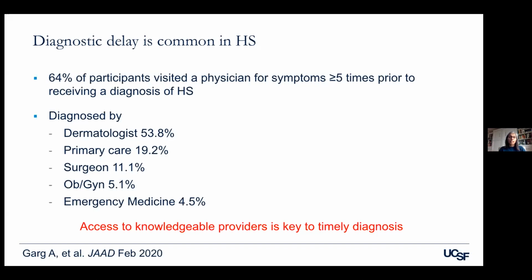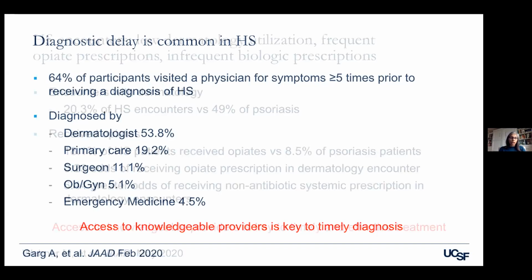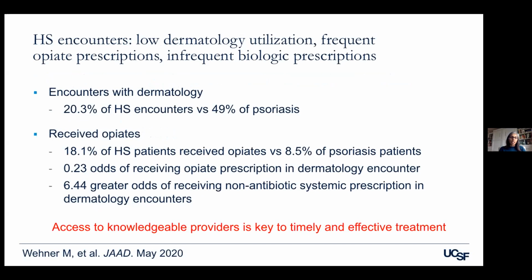And what we learned was that over half of the patients reported that they got their diagnosis from a dermatologist. So these data really underlined for us that access to knowledgeable providers is key to timely diagnosis. And as an extension of that work, we wanted to understand some of the characteristics of HS encounters. So we used a big data set to really understand what is happening in these encounters that HS patients are having with the healthcare community.